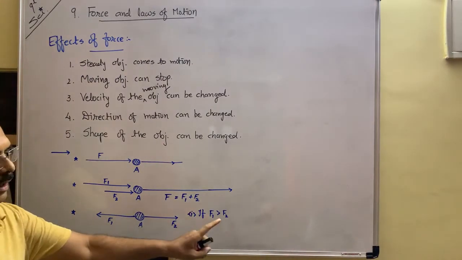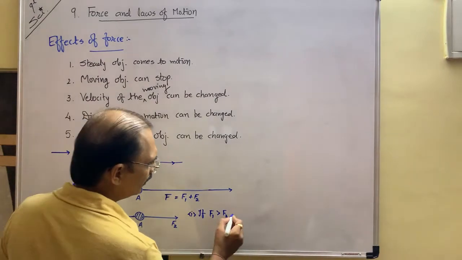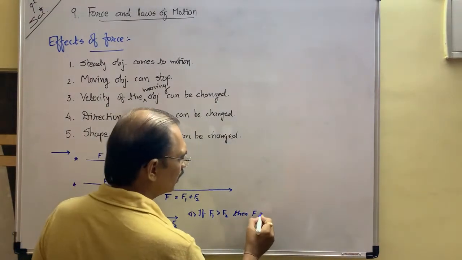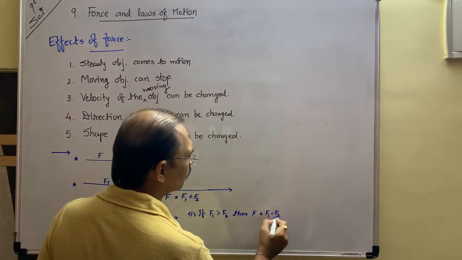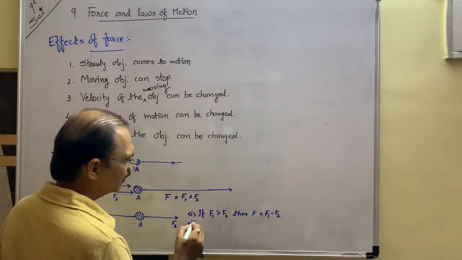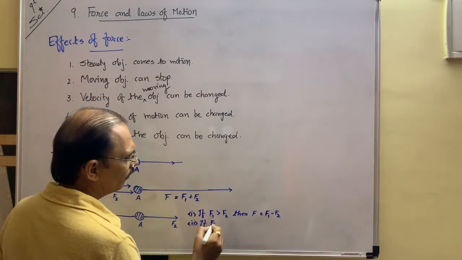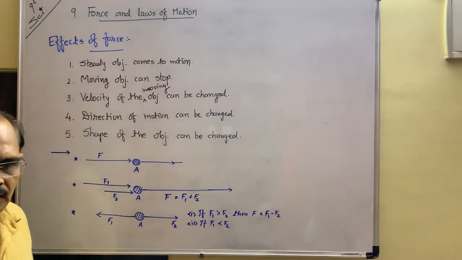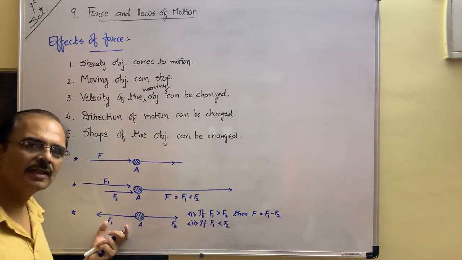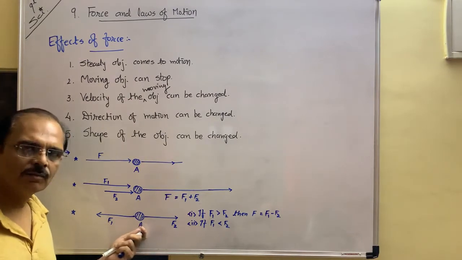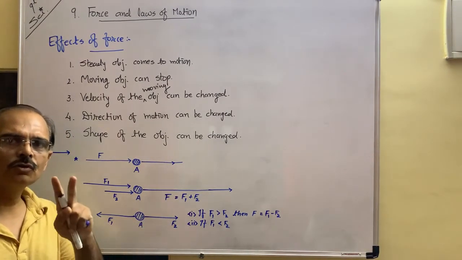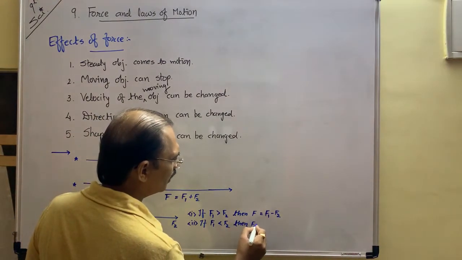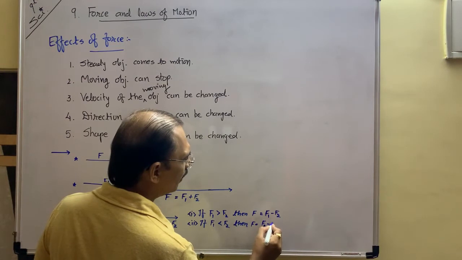So if F1 is greater than F2, then final or resultant force equals to what? F1 minus F2. Second chance, if F1 is less than F2. Now suppose F2 is more than that of the F1. Suppose F2 is 5 unit and F1 is 3 unit. Then this object moves towards the F2 up to 2 units. So once again you can write then final or resultant force equals to F2 minus F1.